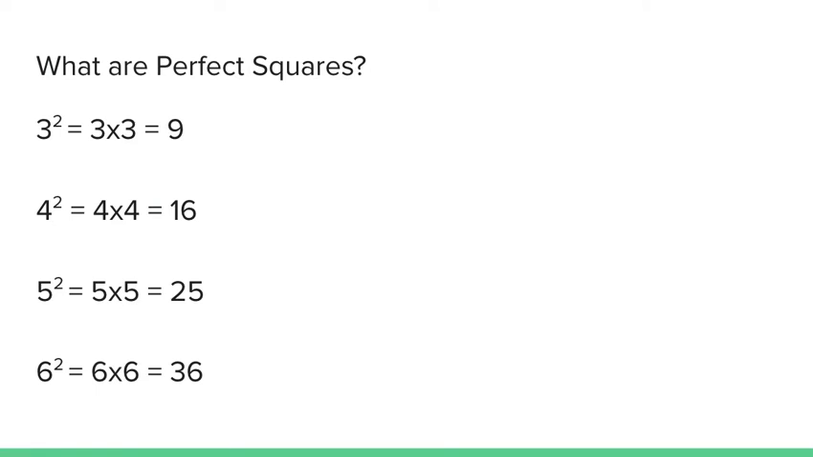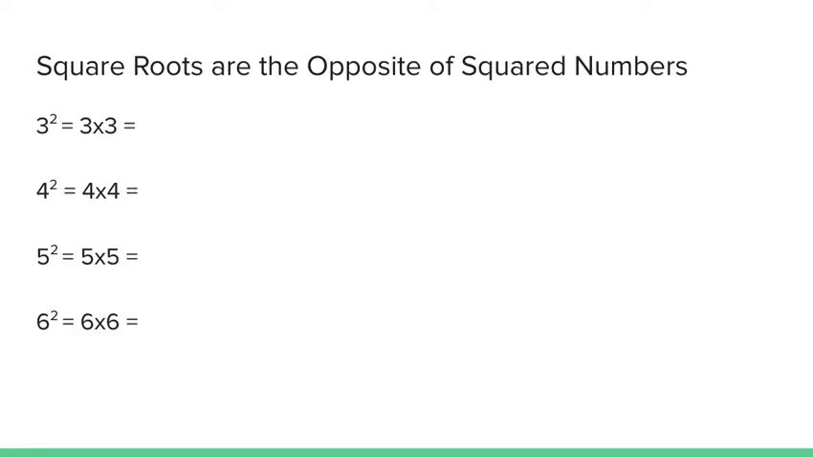Okay, now that we know a little bit more on what perfect squares are, and we understand how squaring a number, or numbers to the power of 2, works, now we can get into understanding what square roots are. Square roots are essentially the opposite of squared numbers. Think of it sort of like what division is to multiplication or what subtraction is to addition. It's basically the reverse.